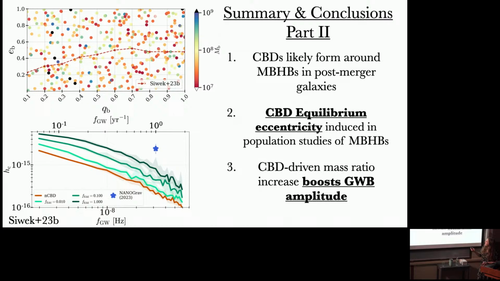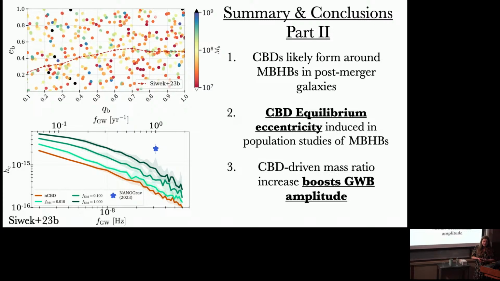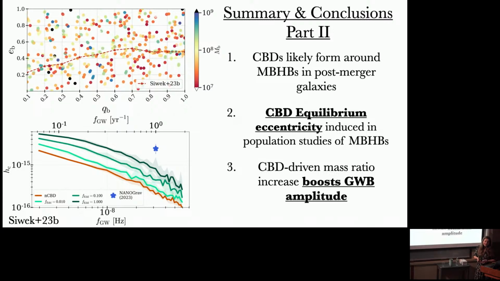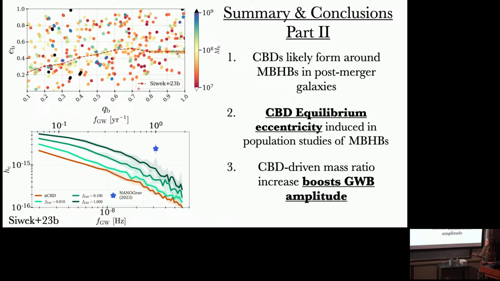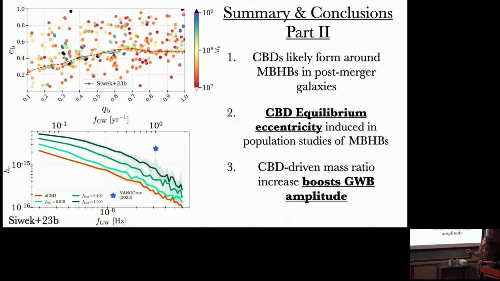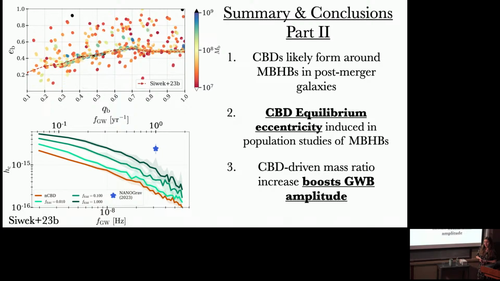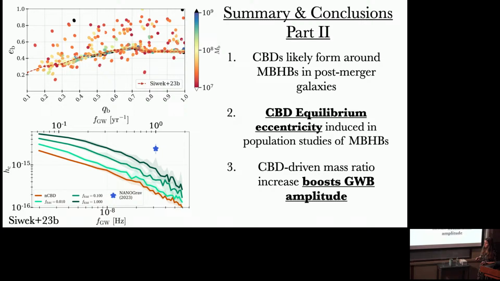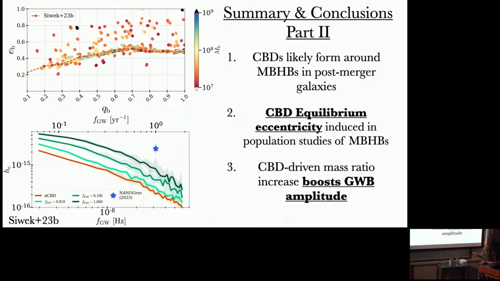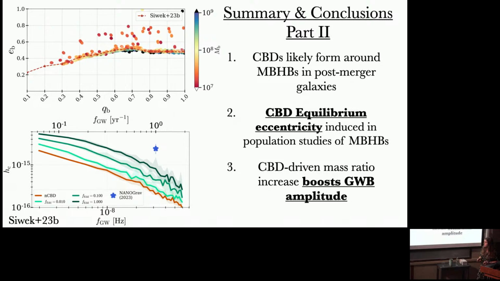OK, so that leads me already to a summary of part 2, which is that circumbinary disks likely form in massive black hole binary populations. The equilibrium eccentricity that we've predicted in our circumbinary disk models could leave a signature in the populations of these binaries that we are about to detect with the Vera Rubin Observatory. And finally, the circumbinary disk-driven mass ratio increase boosts the gravitational wave background amplitude.